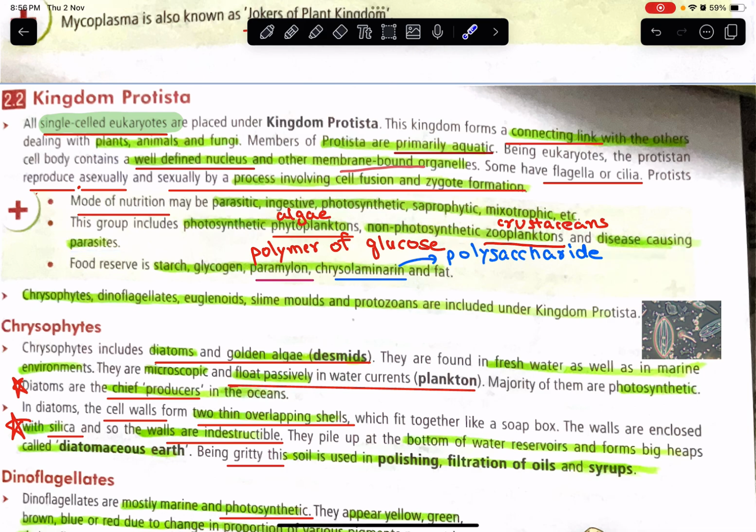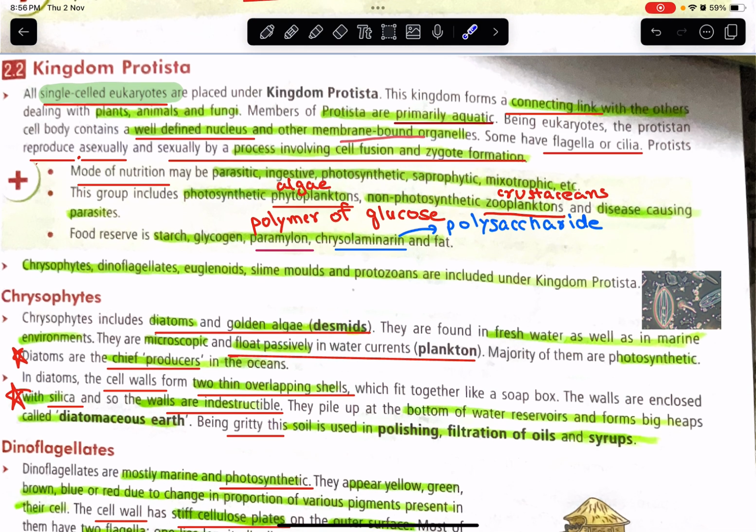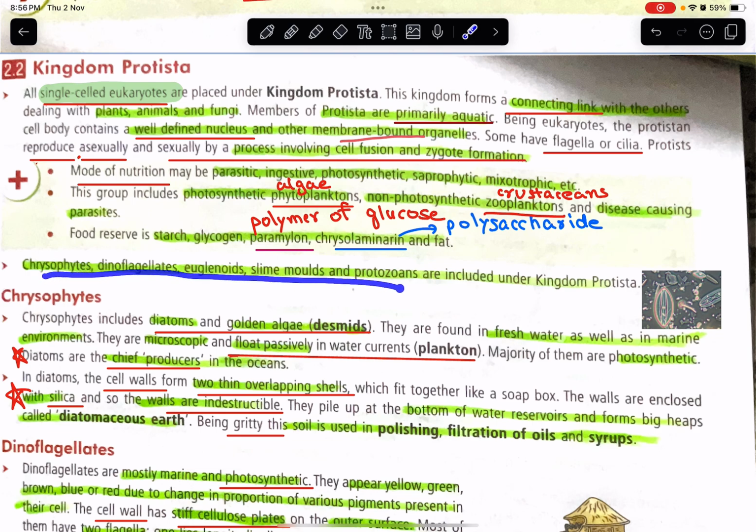Food reserves in protistans are starch, glycogen, paramylon, which is a polymer of glucose, chrysolaminarin, which is a polysaccharide, and also fat. So all these organisms are included under the kingdom Protista: chrysophytes, dinoflagellates, euglenoids, slime molds and protozoans.